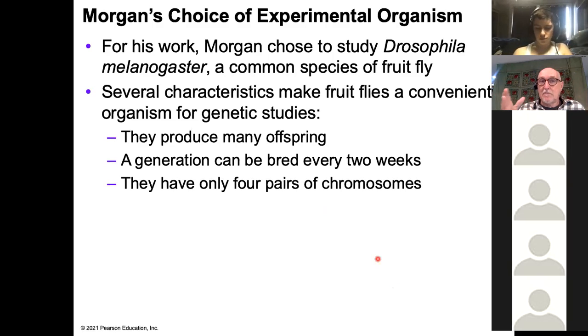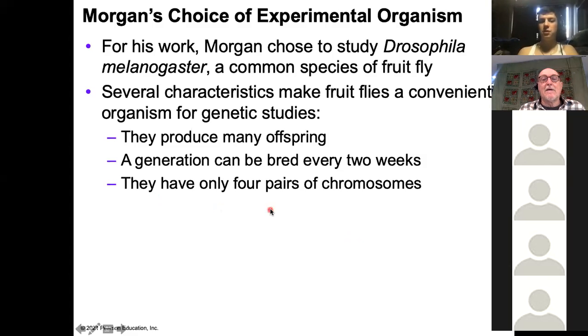And in addition, another advantage to using flies is they actually have the same sex determination system as we do. The males have an X and a Y chromosome. The females have two X chromosomes. This was very fortunate for him, as you'll see in a minute.